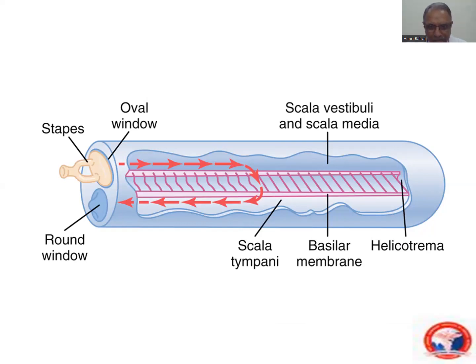This is the scala tympani, this is the basilar membrane, this is the helicotrema, where the scala vestibuli and scala tympani communicate. Somewhere here inside you have the stria vascularis.